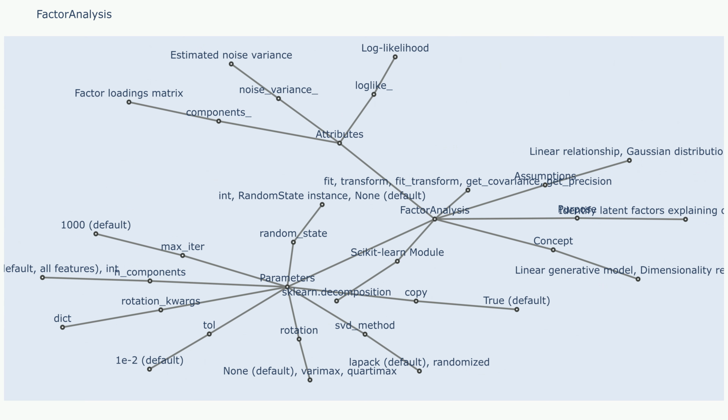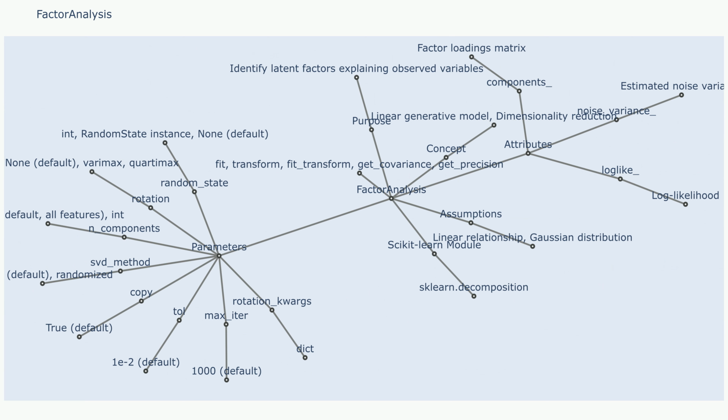Print the factor loadings: print(fa.components_). Transform the data to obtain factor scores: factor_scores = fa.transform(X). Analyze the factor loadings and factor scores to interpret the results.